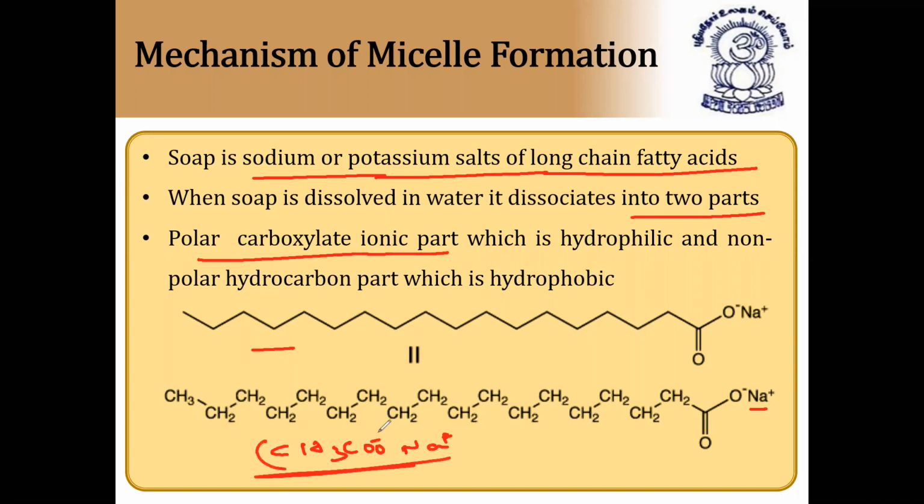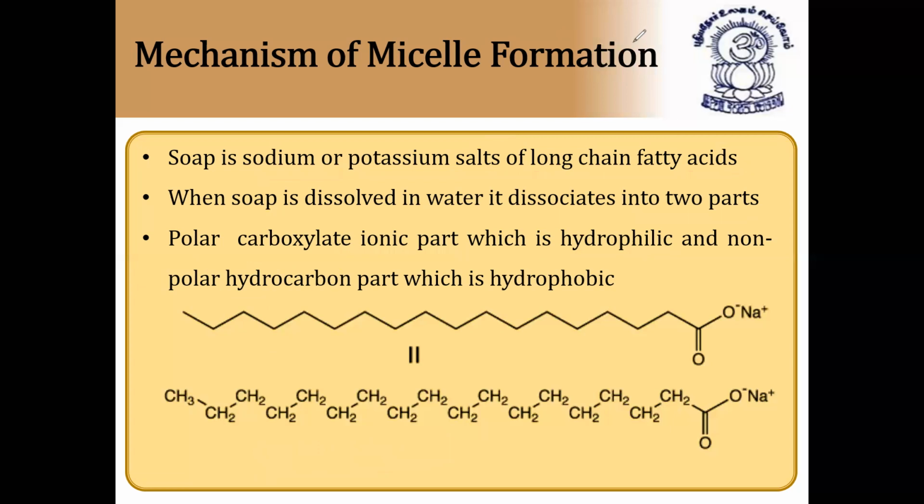So many CH2 groups taken n times, CH3 and COO like this. Only one COO is there, but this is a big chain of molecules. So 1, 2, 3, 4, 5, 6, 7, 8, 9, 10, 11, 12, 13, 14, 15, 16, 17 carbon atoms here. So the polar carboxylate ionic part is hydrophilic, and the non-polar hydrocarbon part is hydrophobic. So it dissociates into two parts, one is the hydrophilic part and the other is the hydrophobic part.